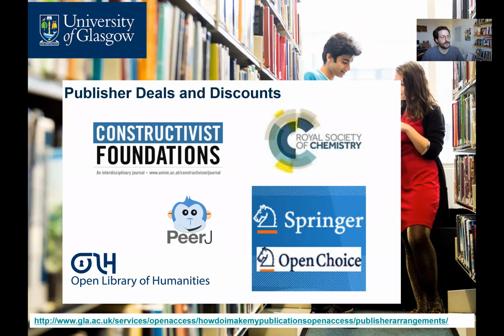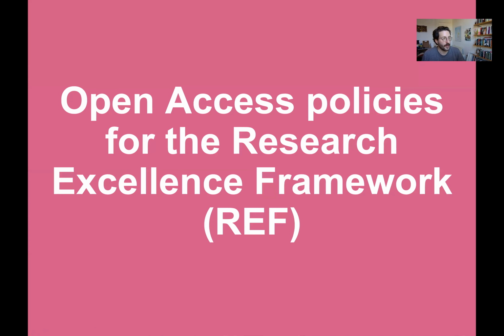The university has a number of arrangements with different publishers to lessen the cost of open access, and in some cases get open access for free for all items by University of Glasgow authors. These deals are updated quite frequently, so check our publisher arrangements page to see whether any apply to you, and contact research-openaccess@glasgow.ac.uk if you want to check if your paper can be covered by one of our deals. The other main driver of open access is the Research Excellence Framework, or REF.